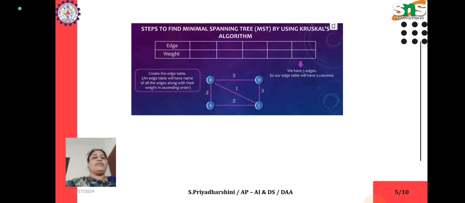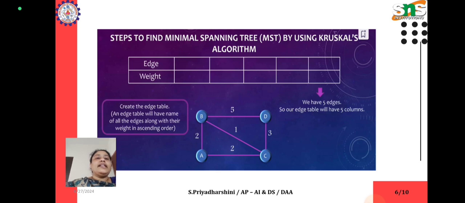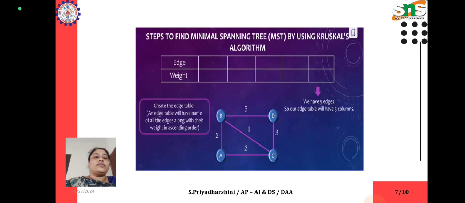So, the steps to find the minimum spanning tree using Kruskal's algorithm. First create the edge table. An edge table will have the names of all the edges along with their weights in ascending order. Here in the given graph we have 5 edges, so our edge table will have 5 columns.